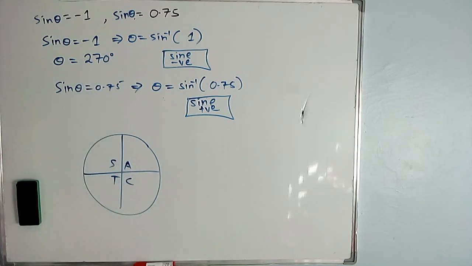Draw the unit circle first. So the first quadrant is beta, the second quadrant is 180 minus any angle beta, the third quadrant is 180 plus beta, the fourth quadrant is 360 minus beta. So can you get me the angle beta? Sine inverse of 0.75?